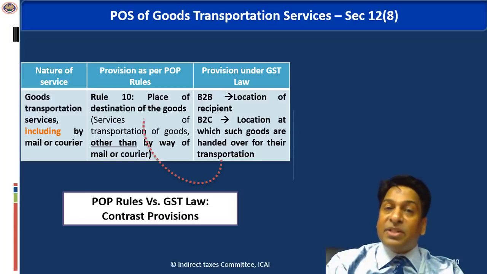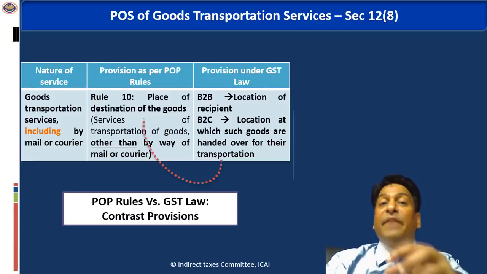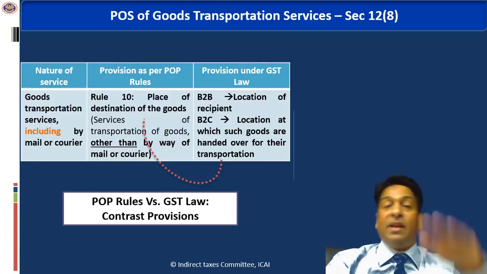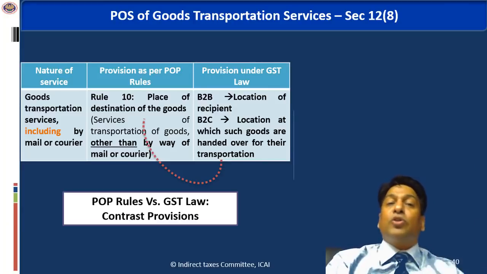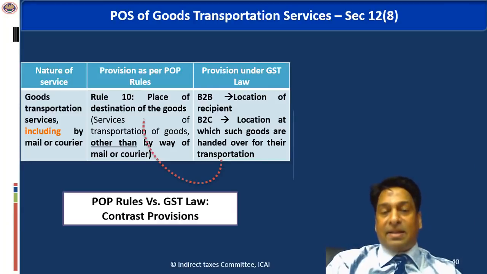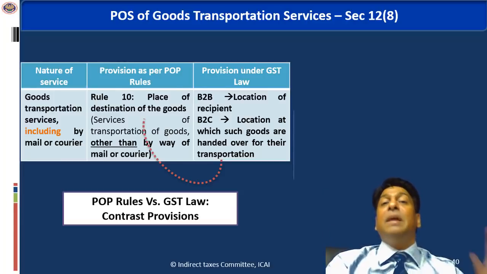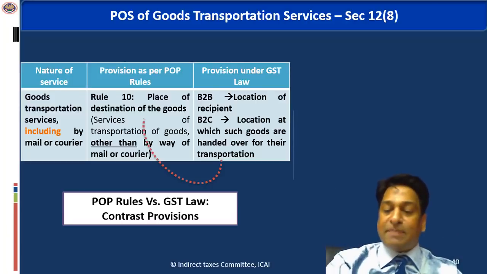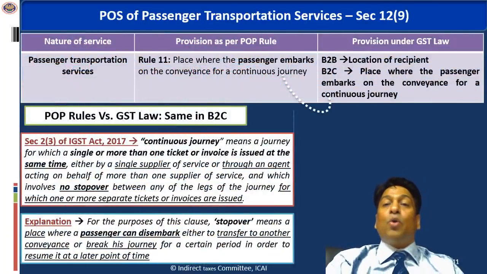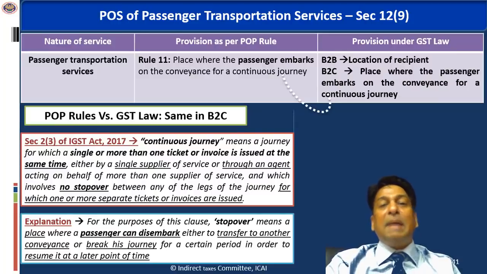If it is unregistered B2C, then the place is where it is being handed over for delivery. So the place was Gurgaon, where it was handed over for delivery. So the transaction would be interstate. IGST should have been charged and paid, being an interstate supply. So this is for goods transportation services. Going further, section 12, subsection 9, passenger transportation services.